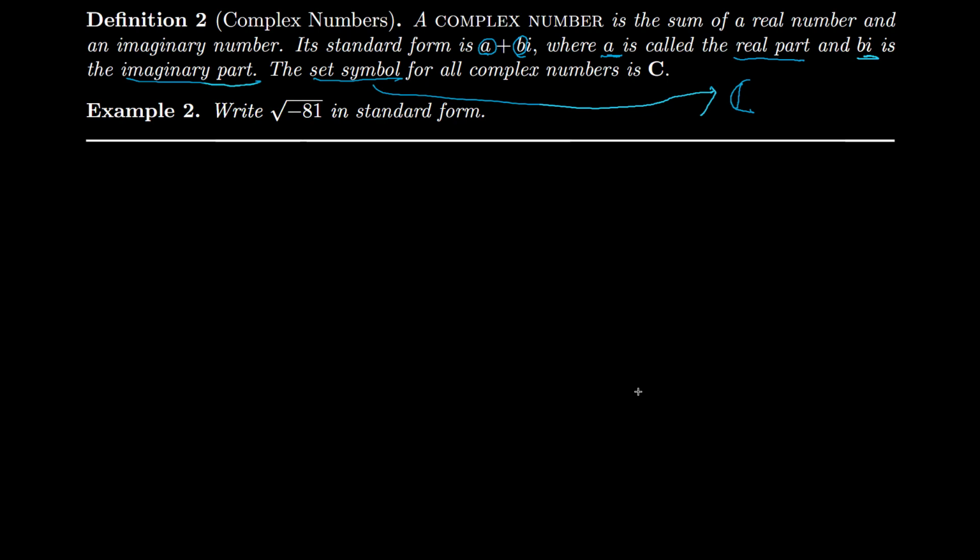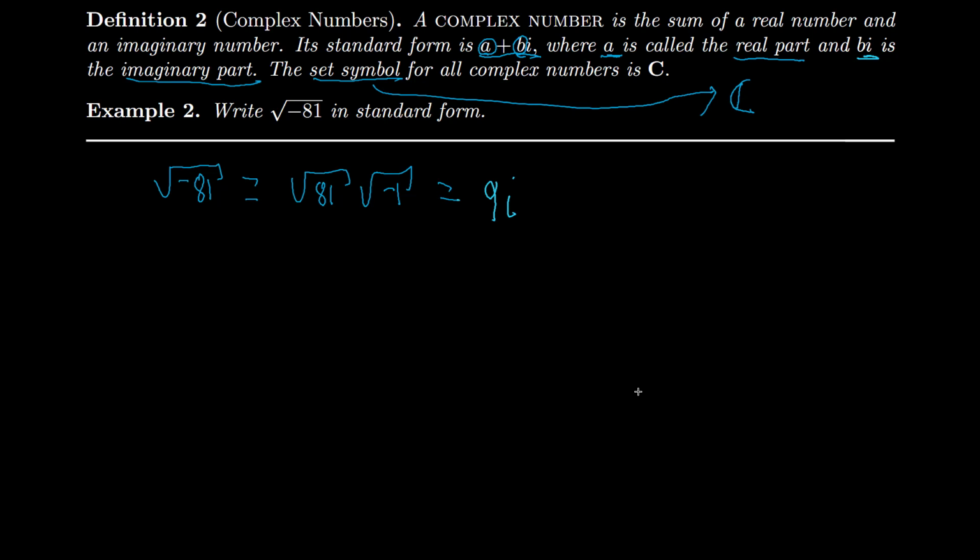It says, write the square root of negative 81 in standard form. Remember, the standard form up here is a plus bi. So let's do that. The square root of negative 81 is the square root of 81 times the square root of negative 1. And we know the square root of 81 is 9, and the square root of negative 1 is i.